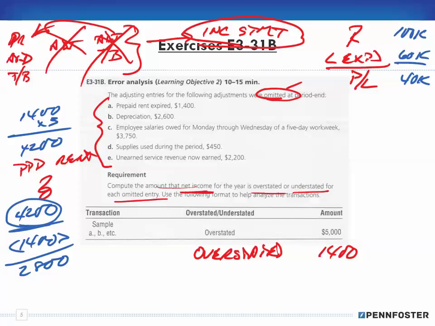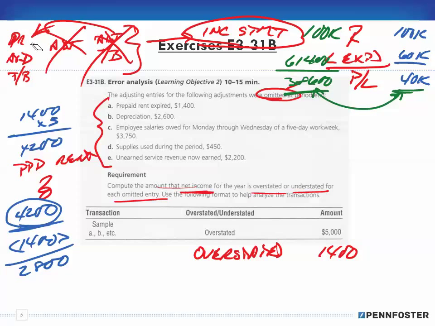So my rent expense, in this case, would now increase from 60,000 to 61,400. Which means now instead of having 40,000 as my profit or loss, I'd have 38,600. So the relationship here is, on my books I have 40,000. It's overstated. I should have 38,600, and it's overstated by the amount of $1,400.